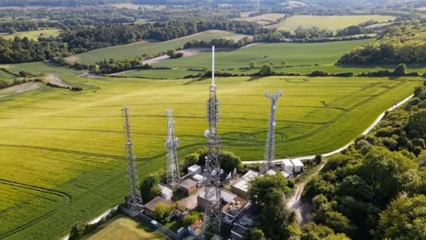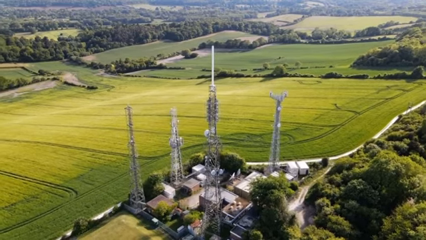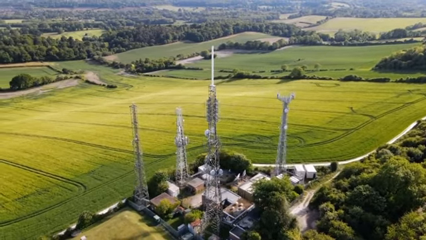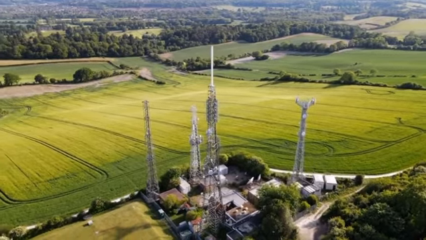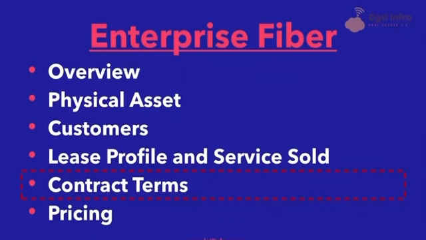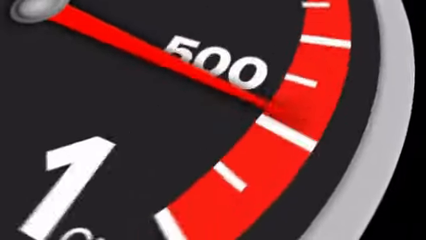Selling lit Ethernet services to 4 wireless carriers is far more attractive economically as compared to leasing dark fiber to only 1 wireless carrier. Finally, in terms of contract terms for enterprise fiber, these range from 2 to 5 years in duration, and customers pay based on the amount and type of bandwidth service that they purchase. This can range from 1 gigabit per second of capacity to 100 gigabits per second of capacity.